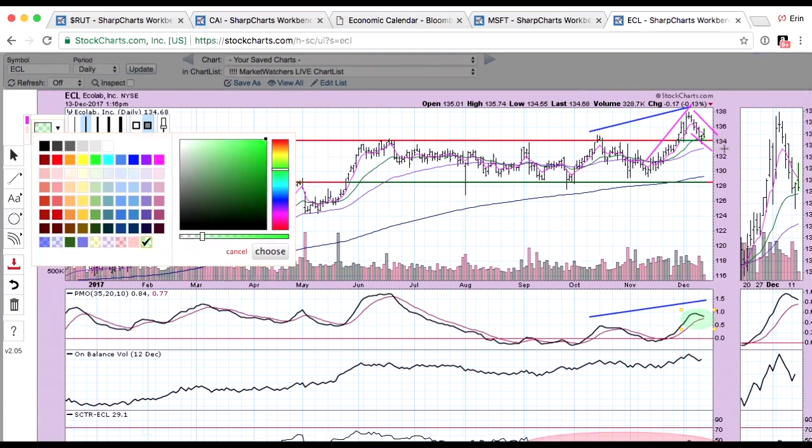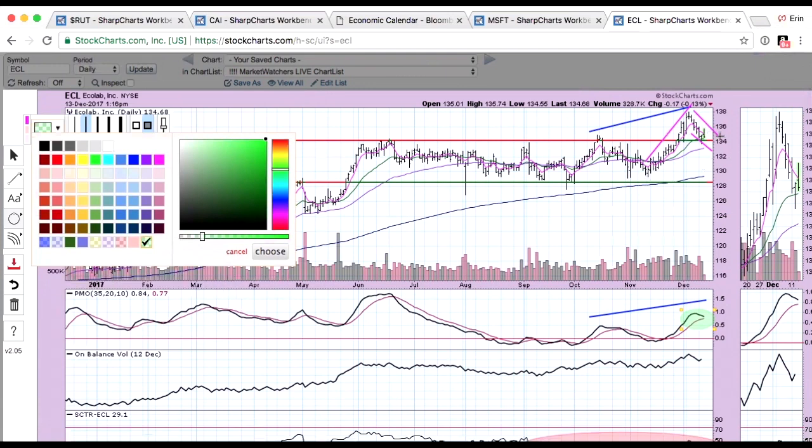So if I got a breakdown, not only below that support level, but below 133 at that 50-day EMA, that's when I would likely sell it. But right now, I think you could justify a buy here with no problem.